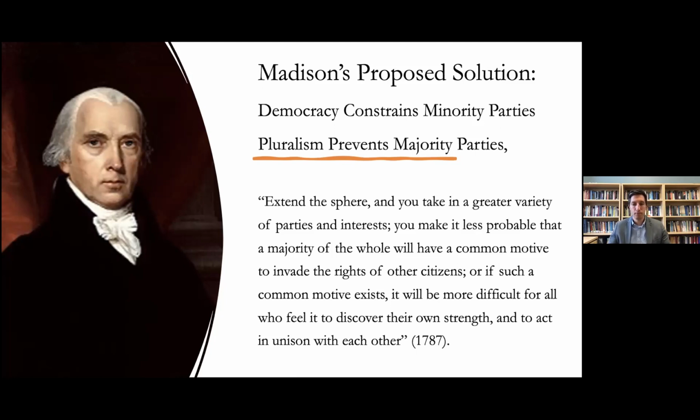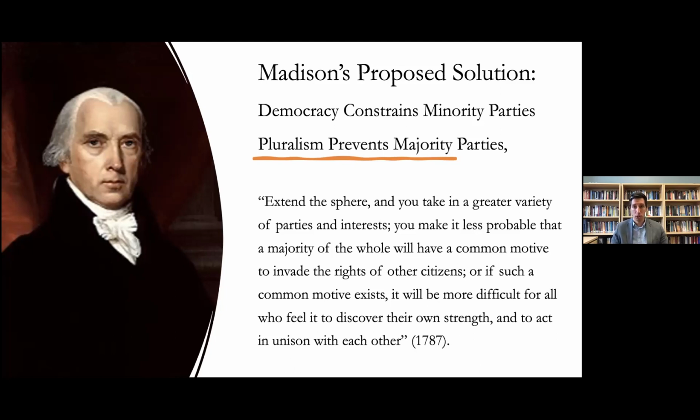So as he says famously in Federalist 10, quote, "Extend the sphere and you take in a greater variety of parties and interests. You make it less probable that a majority of the whole will have a common motive to invade the rights of other citizens. Or if such a common motive exists, it will be more difficult for all who feel it to discover their own strength and to act in unison with each other."